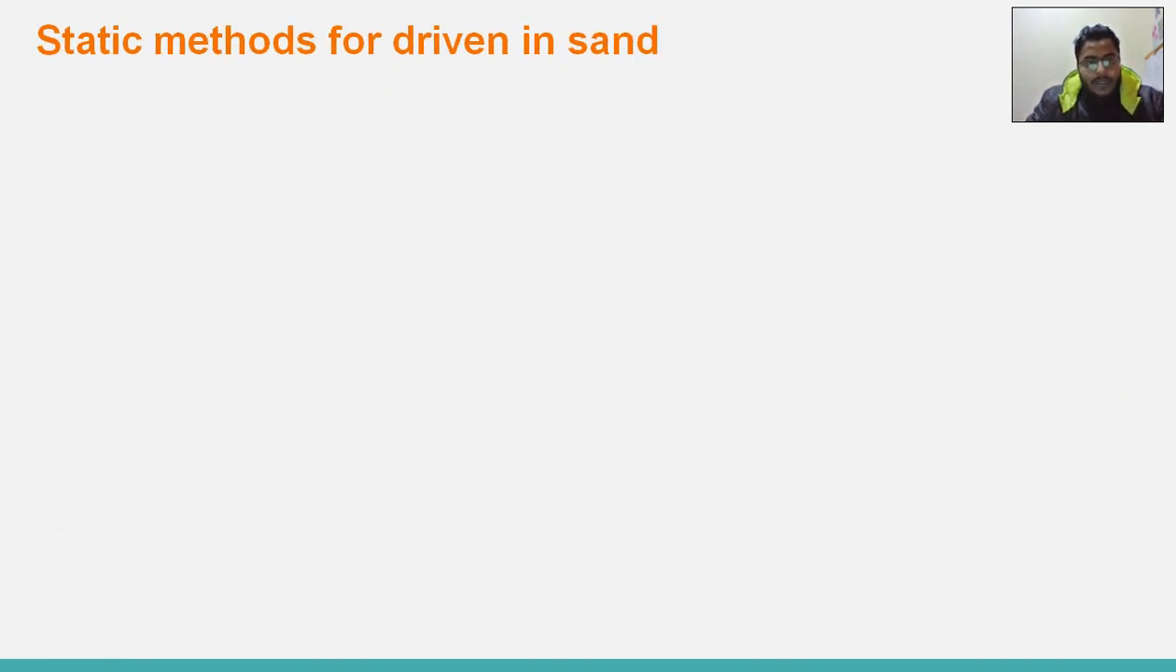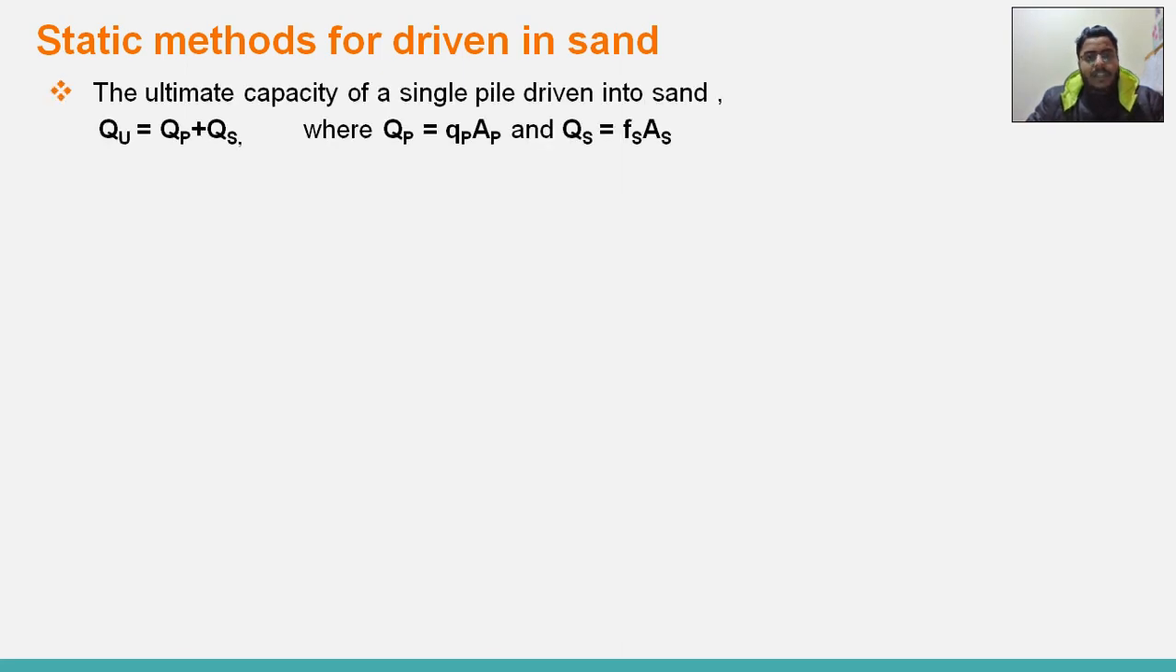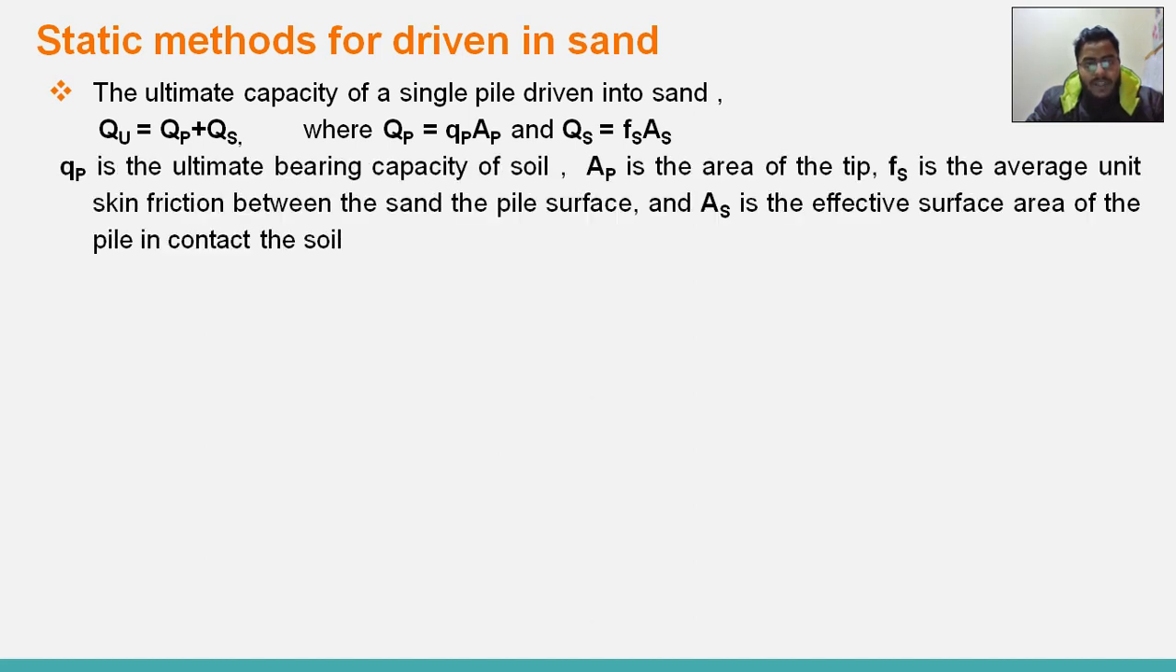So, static methods for piles driven in sand. Ultimate capacity for the single pile driven into sand. Generally this is a general expression we can write for sand and clay also. The summation of QP and QS will be equal to the ultimate capacity of an individual pile, where QP is equal to qp into AP, and QS is equal to fs into AS, where qp is the ultimate bearing capacity of soil.